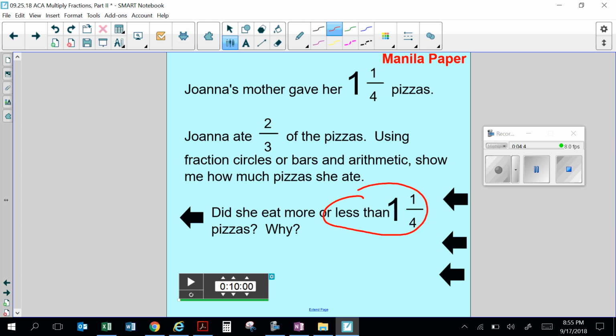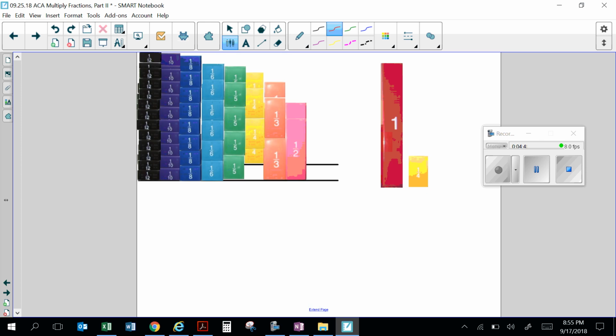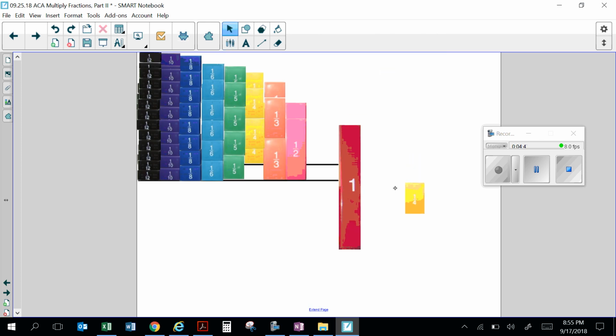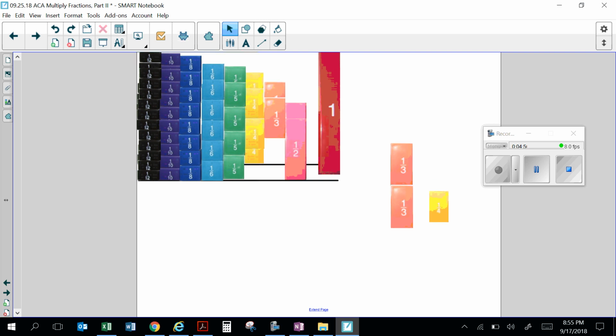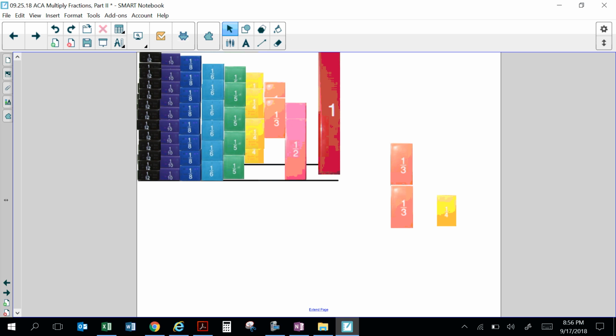So how would you solve this? Many ways to solve this. One way is we can solve it through a bar model. So she ate 2/3 of a whole pizza. So let's show that. Take that away. She ate 2/3 of this 1/4. How can I show this? Into 3 equal parts. Let's see if this fits. 1/12, 2/12, 3/12. Oh, it does fit. So she ate 2/3 of this.